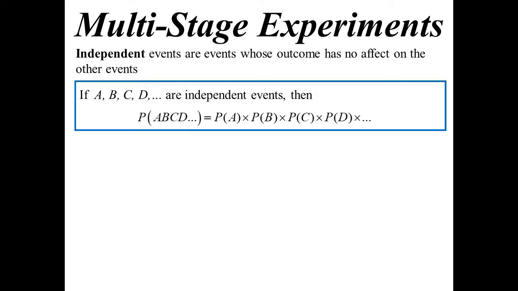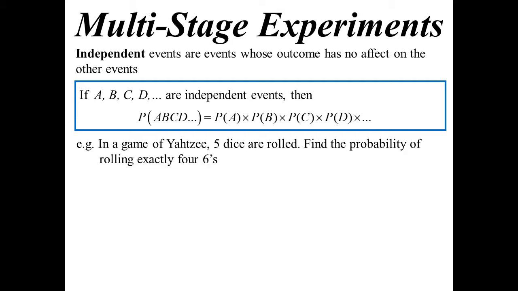They're totally independent results. So if that's the case, then to work out the probability of them all happening, we just multiply the probabilities together. That's what we were doing in those tree diagrams. We were saying, we've got several events happening, we just multiply along the branches and we'll get them. So, a game of Yahtzee.